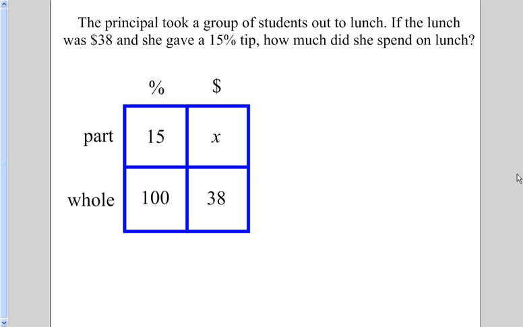So that's the proportion table. From that, we can go ahead and build a proportion like we have over here on the right now. 15 hundredths equals x over 38. To solve this problem, we can use cross multiplication. We're going to multiply 15 times 38 and then divide it by 100.